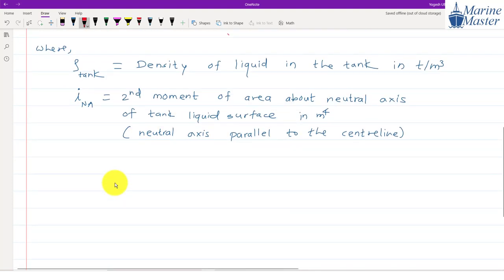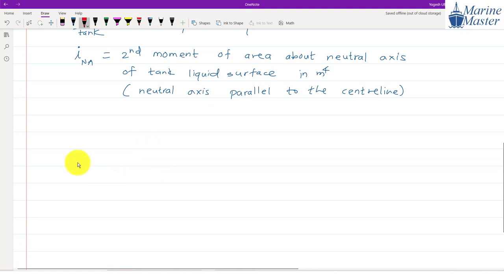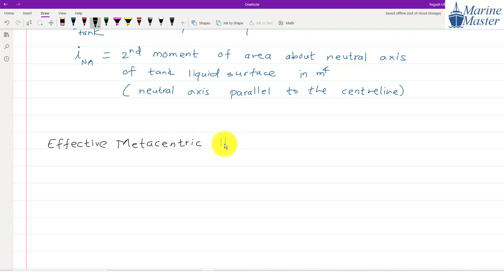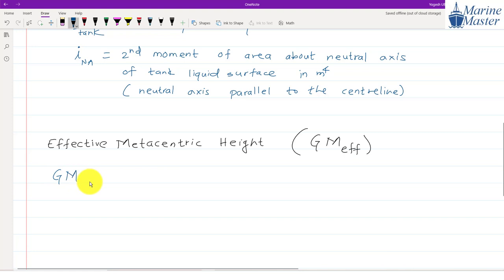Now try to see the scenario further, guys. Now what will we get? The final metacentric height. Here the effective metacentric height is the final metacentric height after considering free surface effect. We will denote it by GM effective. So GM effective will be GM minus free surface effect.